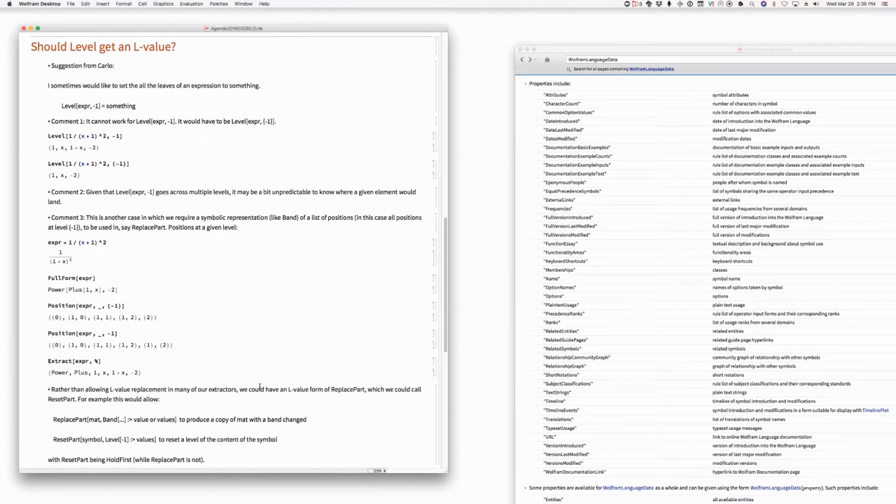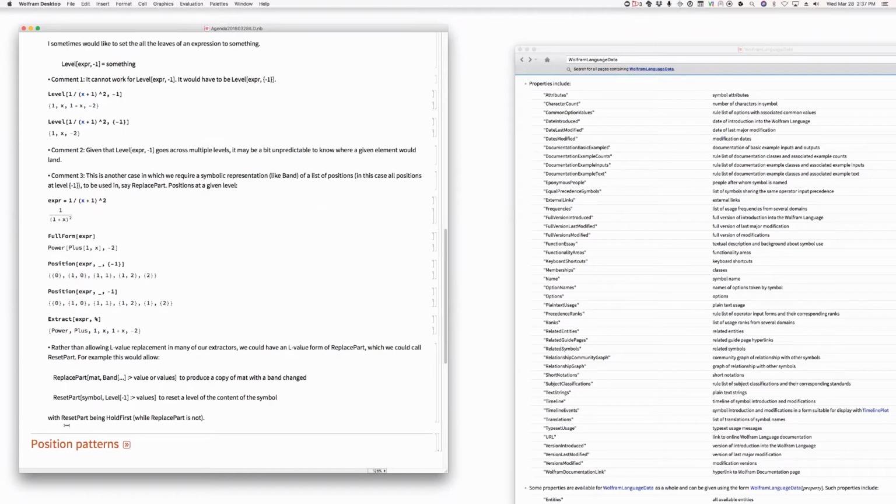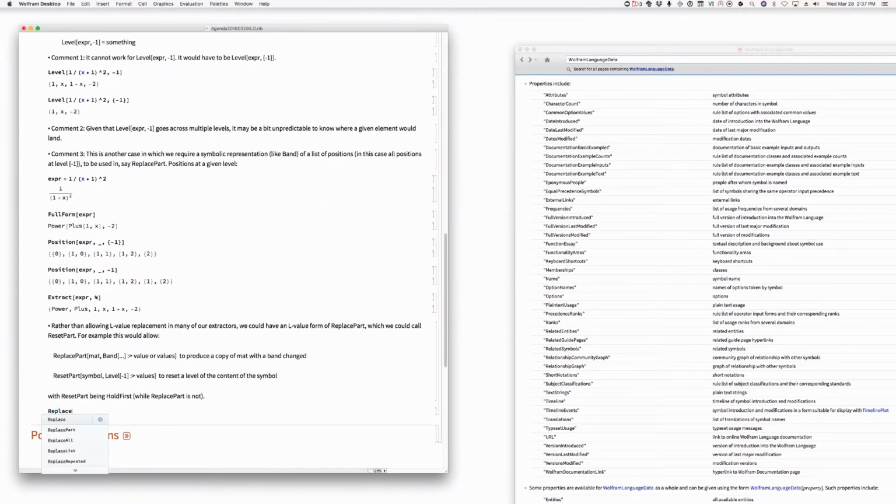And I think we can do something more general with a function called reset part, which would follow replace part, that would allow specifying, like replace part itself does, where do you want to change things. And perhaps we can introduce, if this is really needed, a symbolic version of the list of positions at a given level. I understand. So the issue is replace part is perfectly happy to have... Okay, so let's take a look at this.